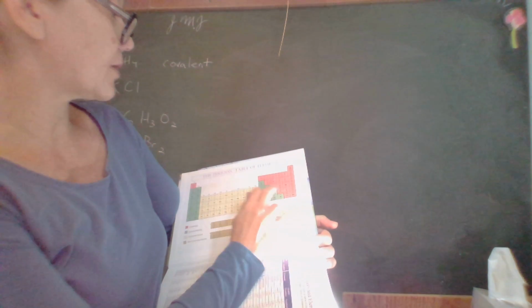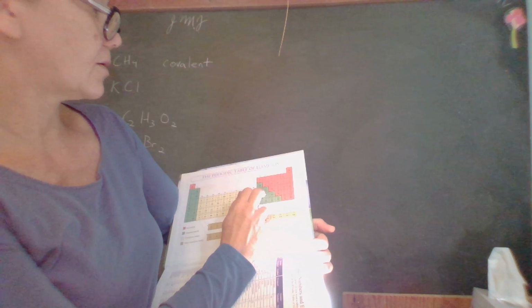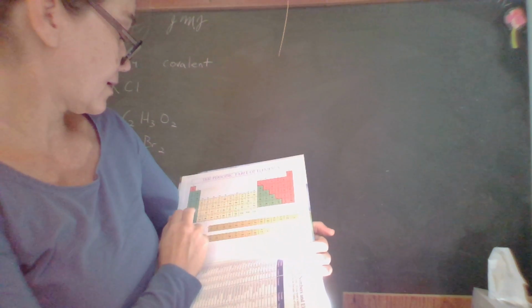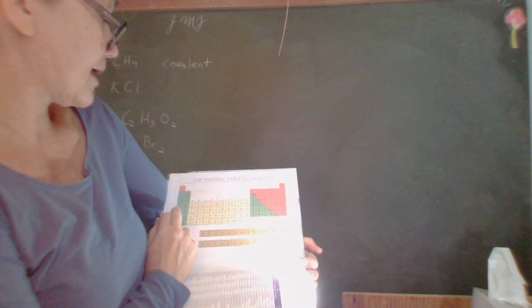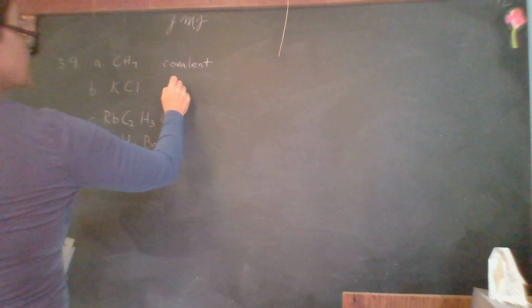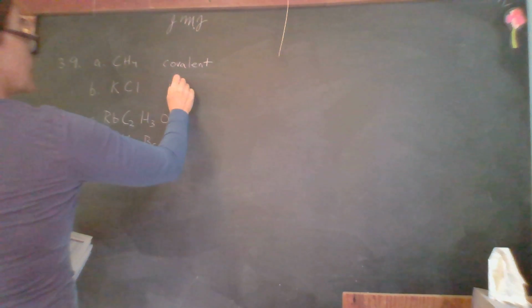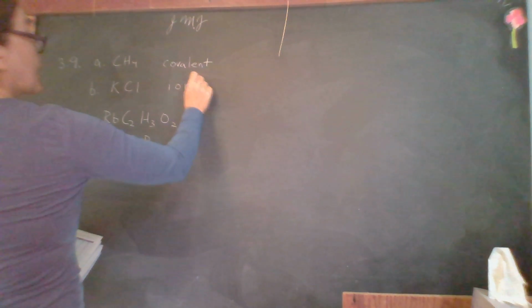Okay, then we have KCl. K is potassium, and it's number 19. And here it is. There you are, K, potassium. And Cl is chlorine over here, number 17. So since potassium is a metal, it is ionic.